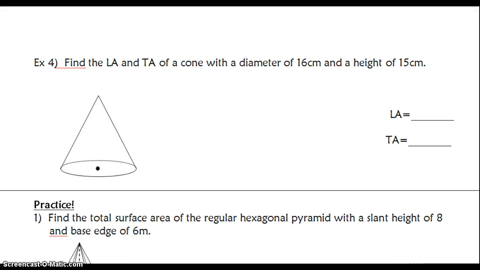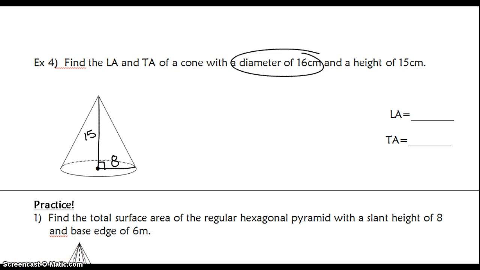All right, and then this last one together. Find the LA and TA of a cone. The diameter is 16. What does that tell us about the radius? Yes, that it's 8. In this case, the height is 15, not the slant height. What are we going to have to do? Yep, you got it, Pythagorean theorem.